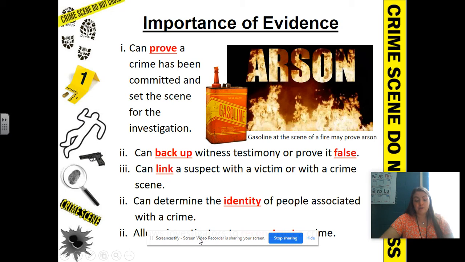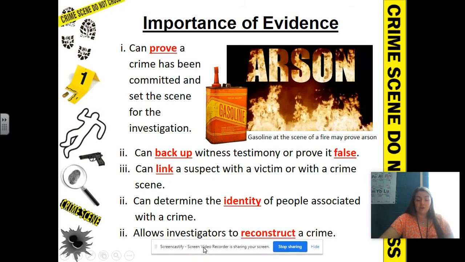Okay, that's kind of the point. And then it allows investigators to reconstruct the crime. So our whole purpose at the end of this crime scene unit is to be able to find evidence, piece it together, and reconstruct what we think happened during that crime.